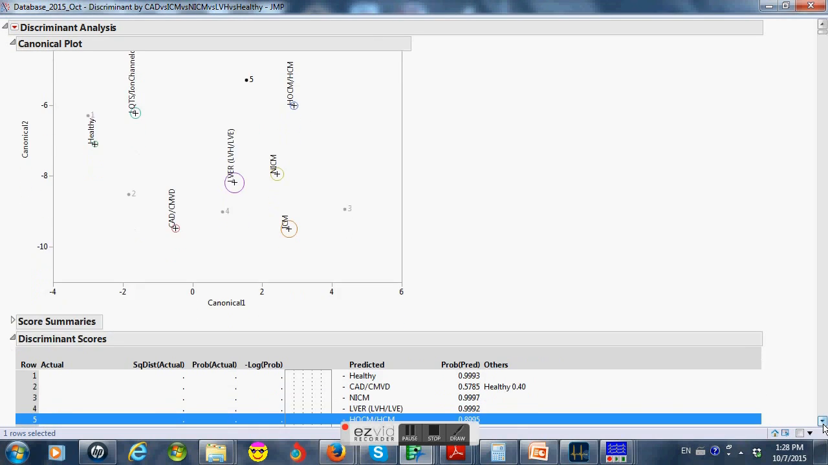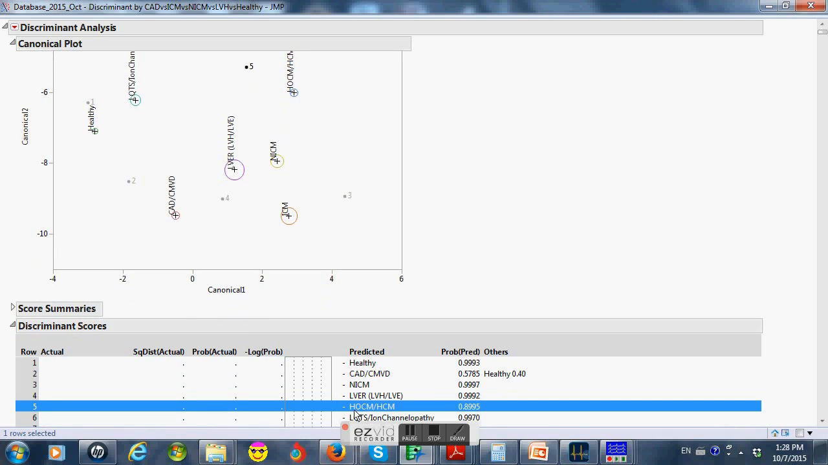Here we've got, though, a call right around that hypertrophic cardiomyopathy. So this is a special type of LVH that the discriminant is calling based on the background data, saying that this 39-year-old male likely has hypertrophic cardiomyopathy, a very strong score for that.